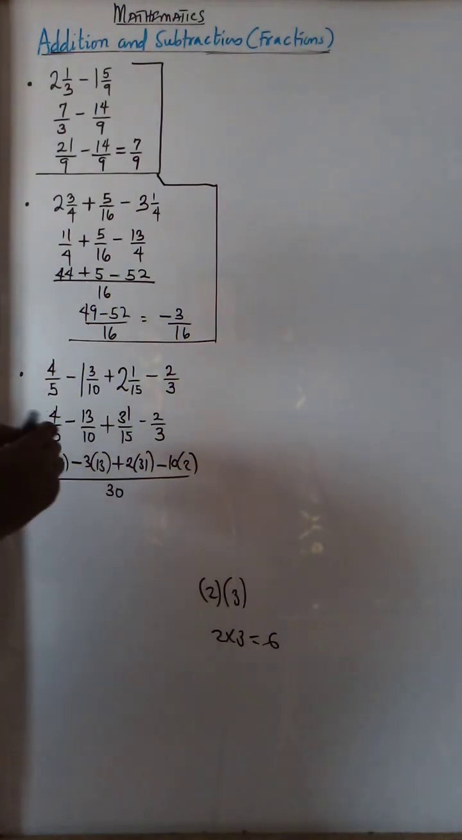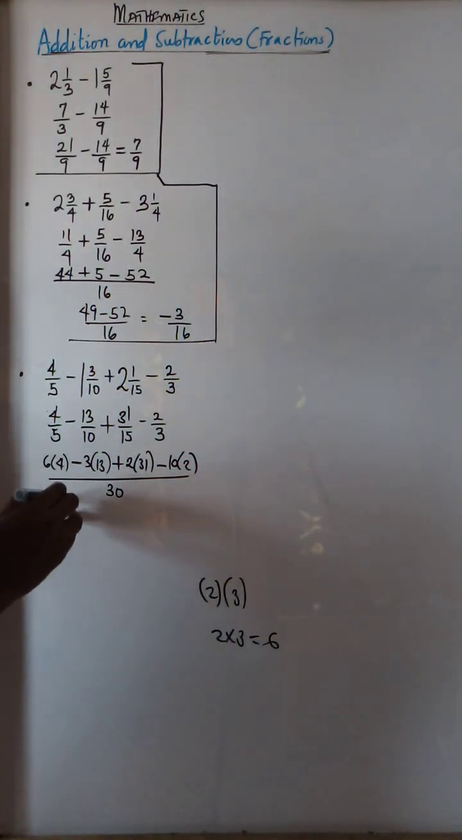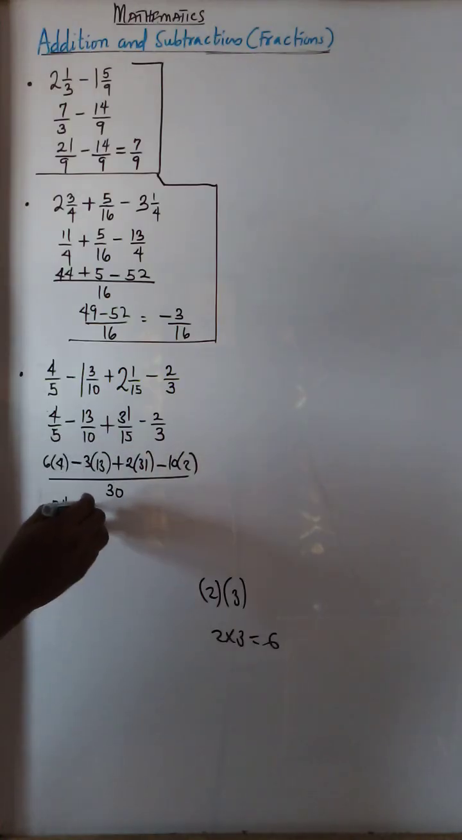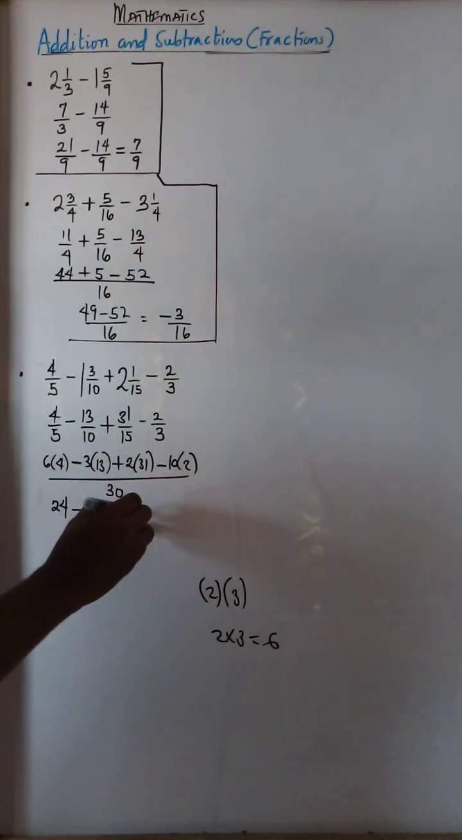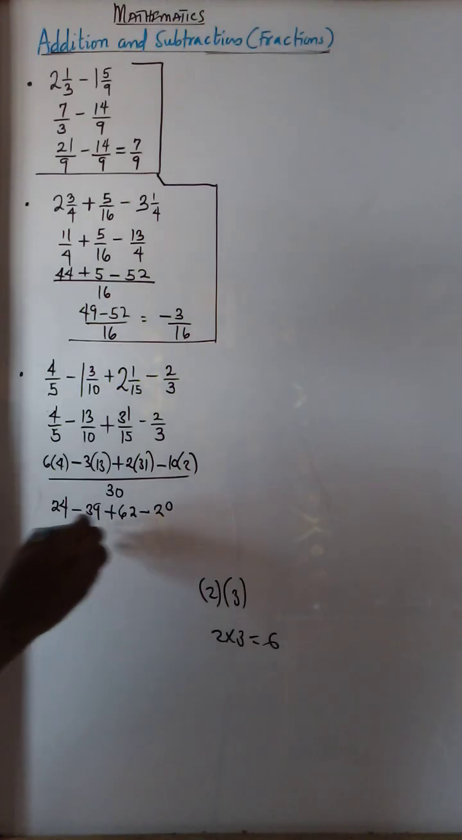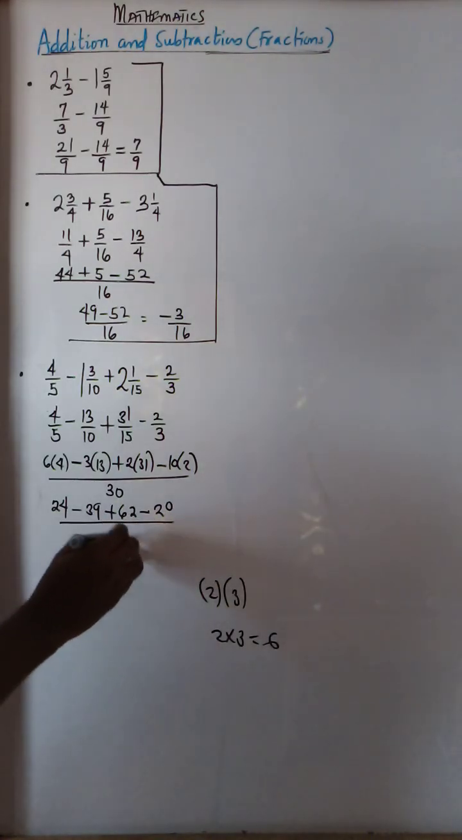So 6 times 4 will give us 24. 3 times 13 give us 39. 2 times 31 will give us 62. 10 times 2 give us 20 over 30.